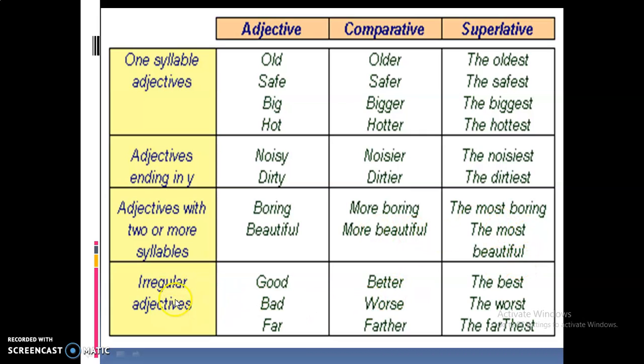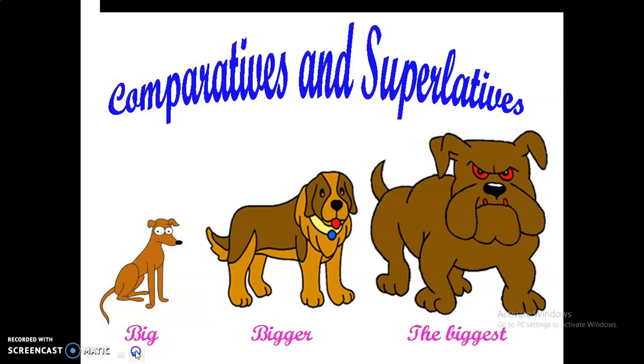Irregular adjectives, which we discussed just now: good, better, best. And for bad, we say bad, worse, and the worst. These are important examples. Bad, worse, and superlative, the worst. Far, farther, the farthest. And this diagram shows comparatives and superlatives.